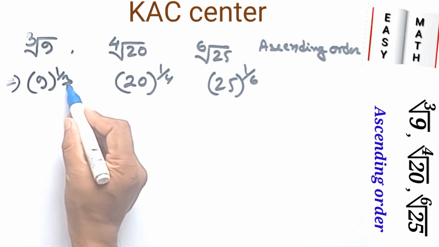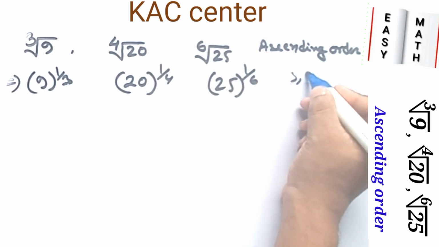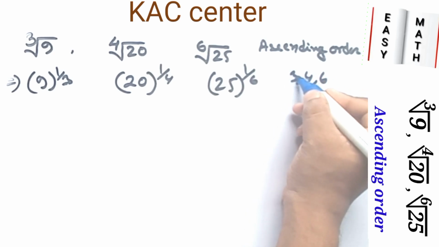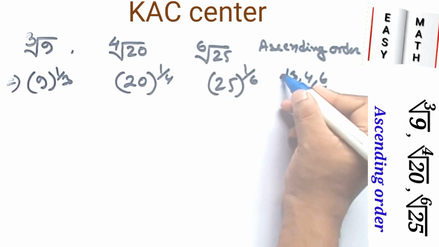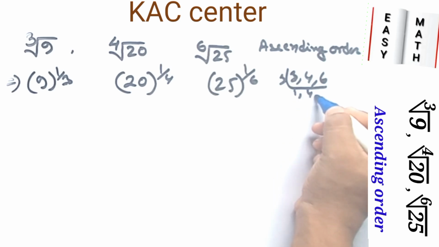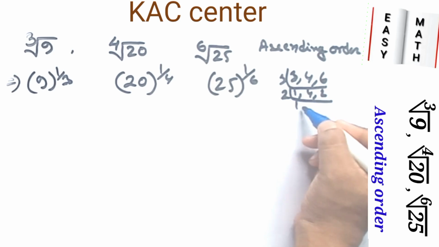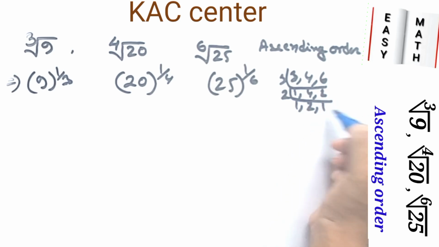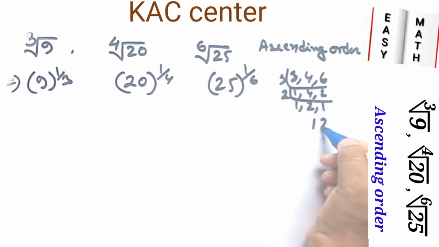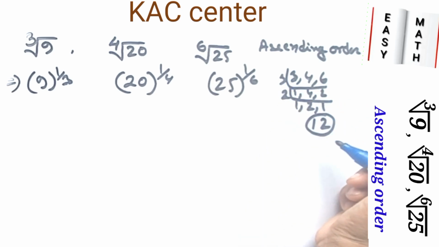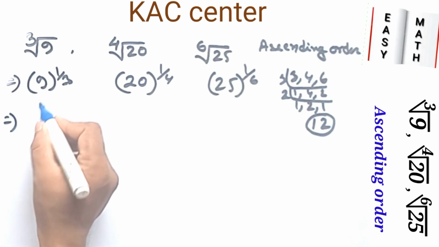And now the LCM of 3, 4, 6. Their LCM is 3, 1, and this is 1, 2, and so the LCM is 4 into 3, which is 12. This is the LCM. And now we can write this.